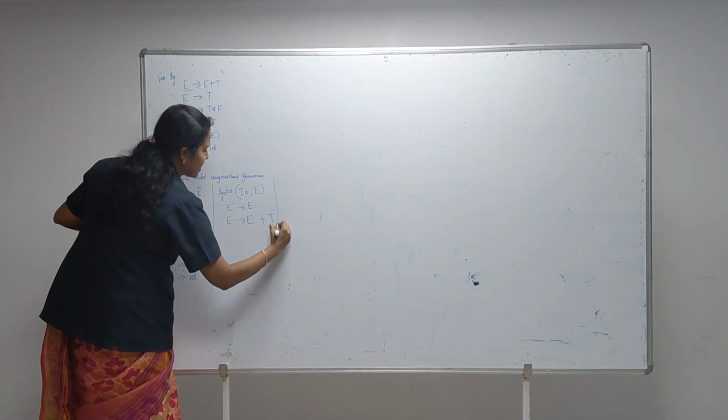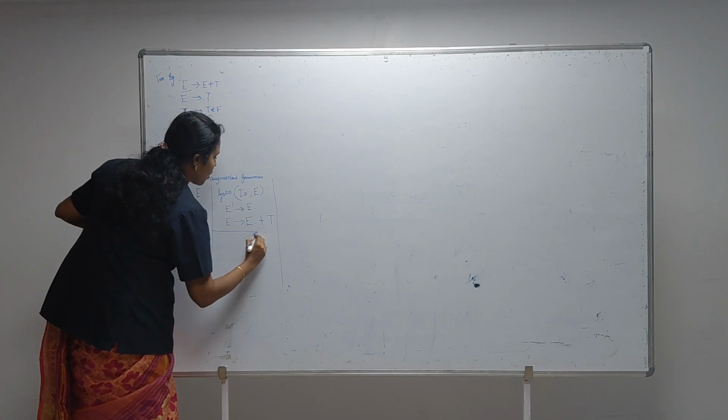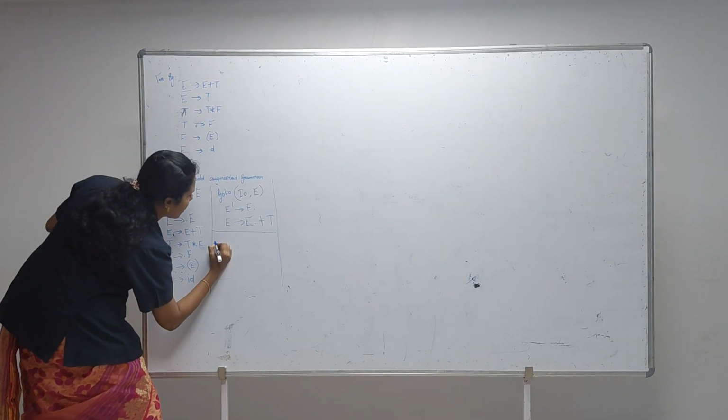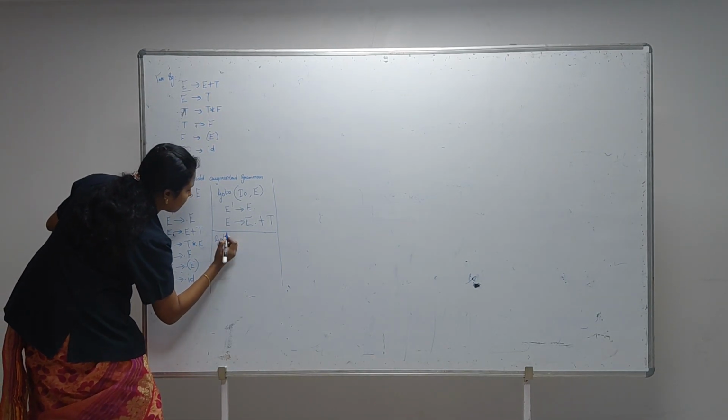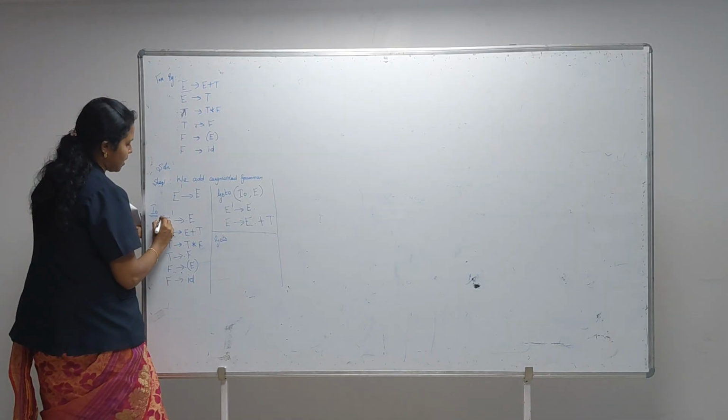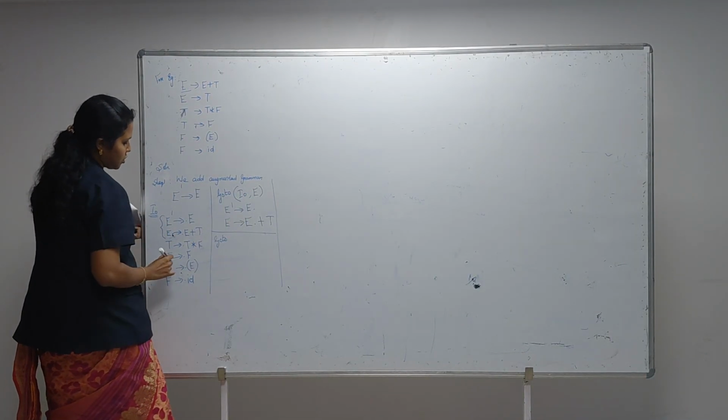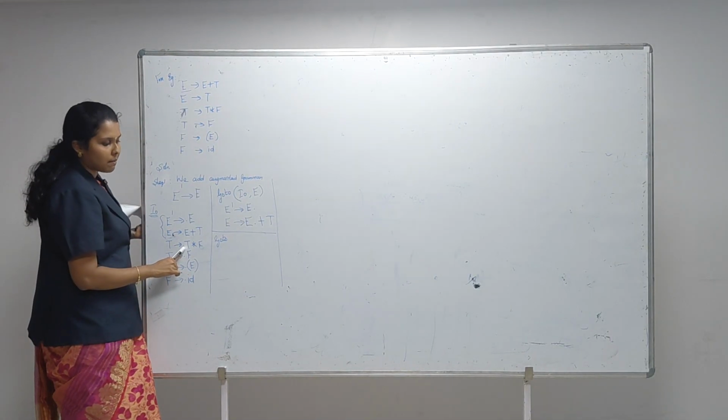So we have to leave it as it is. We have to go to the next productions here. We have already completed up to this E production. So next we have to start with the non-terminal T.